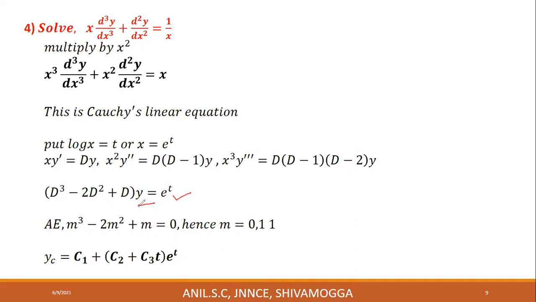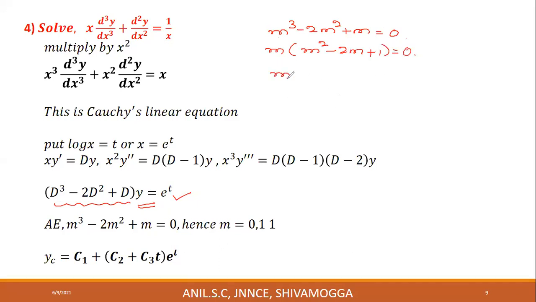Got it? This expression. Yes, sir. d cube minus 2d square plus d into y is equal to e power t, right? Now this is a linear differential equation with constant coefficients, and we know how to solve these kinds of equations. The auxiliary equation is m cube minus 2m square plus m equal to 0. Here m is common in all the three terms. You take it outside. What you get inside is m square minus 2m plus 1 equal to 0.